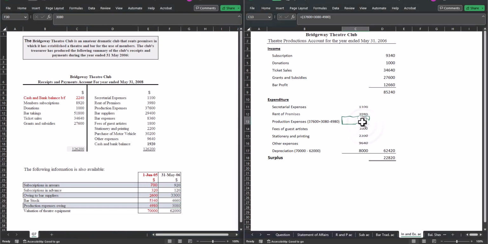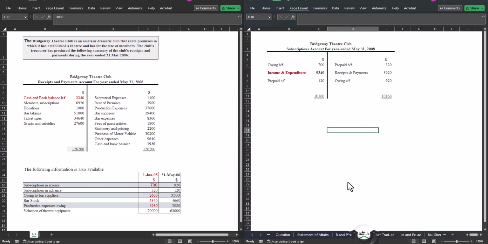That is reflected here. Now, all other items of expenditure are recorded as given in the receipts and payment account. Likewise, all other items of income are recorded. Let's take a look again at the subscription account. We would see $9,340.